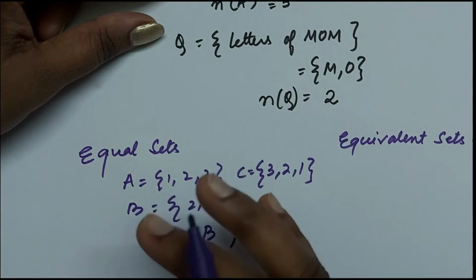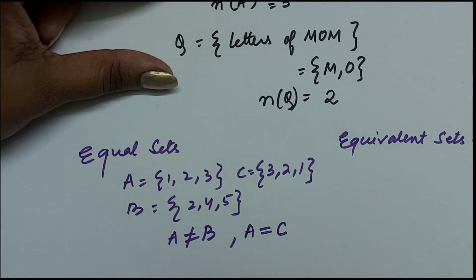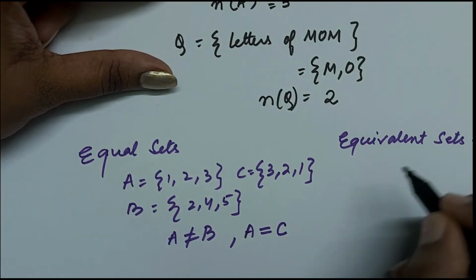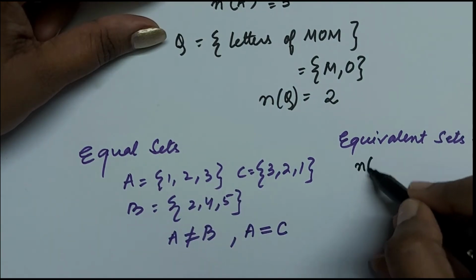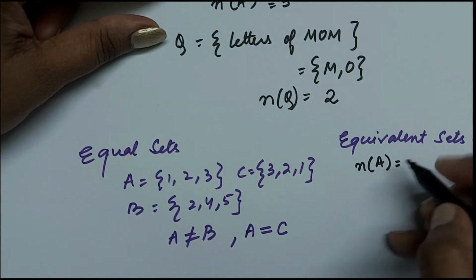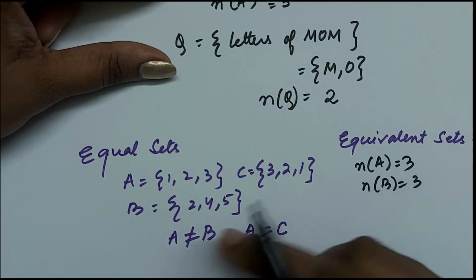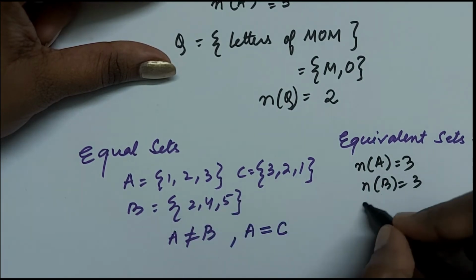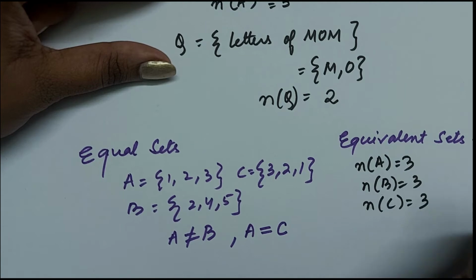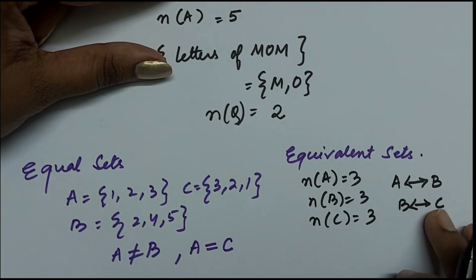The order does not matter, but the set elements have to be exactly the same. So what is an equivalent set? When we talk about equivalent sets, set A has how many elements? The cardinal number of set A is 3, of set B is also 3. Cardinal number means the number of elements. So the number of elements is 3 in all these 3 sets. So I can say that A is equivalent to B and B is equivalent to C.